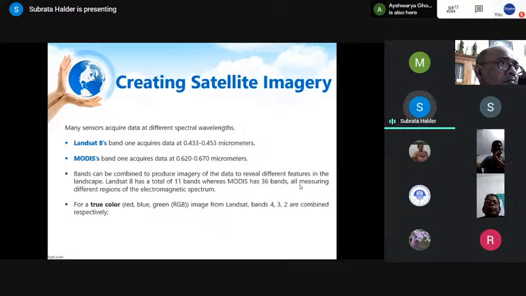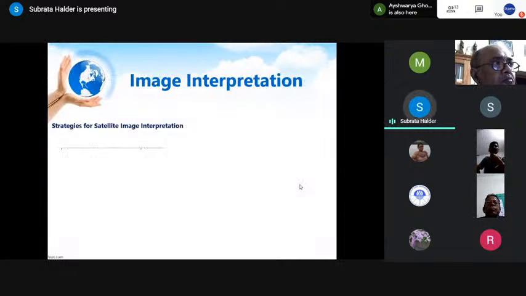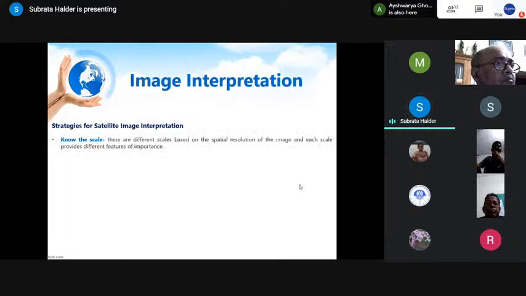Landsat 8 has a total of 11 bands, whereas MODIS has 36 bands, all measuring different regions of the electromagnetic spectrum. For a true color, that is red, green, blue, image from Landsat, bands 4, 3, 2 are combined respectively.